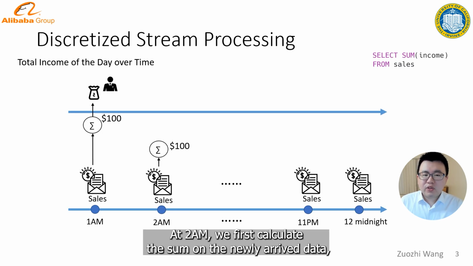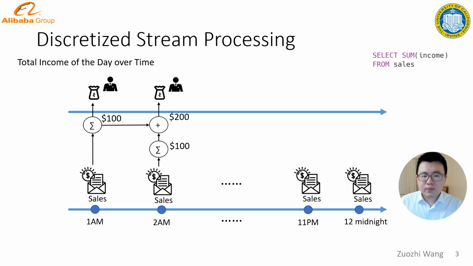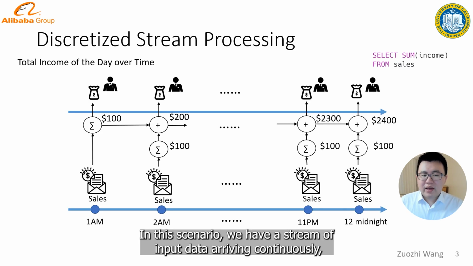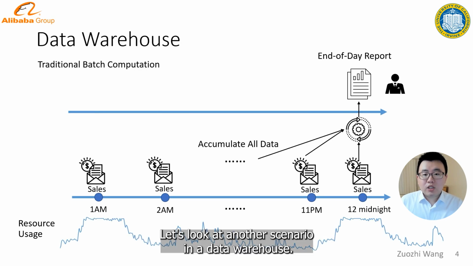At 2 a.m., we first calculate the sum on the newly arrived data. Then we need to combine the new sum result with the last result. The same process repeats for each hour until the final data arrives. In this scenario, we have a stream of input data arriving continuously, and the user is interested in the result of each incremental update. Let's look at another scenario in a data warehouse.